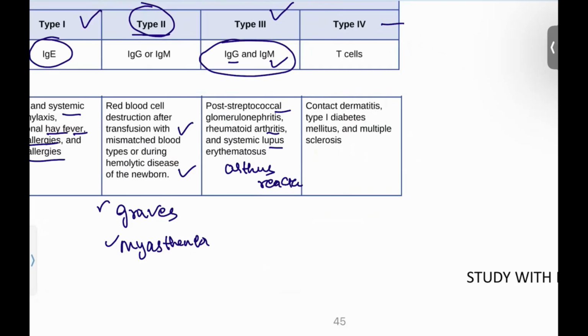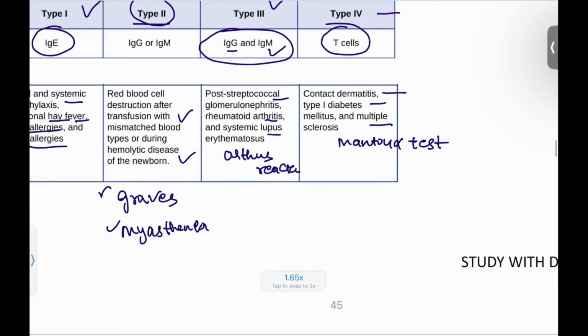So the type 4 reaction is mediated by the late onset, that is the T cells: contact dermatitis, type 1 diabetes mellitus, multiple sclerosis, and also the patient will be taking the Mantoux test. Okay, these all belong to the type 4 hypersensitivity reaction. So what is the rule of 5?